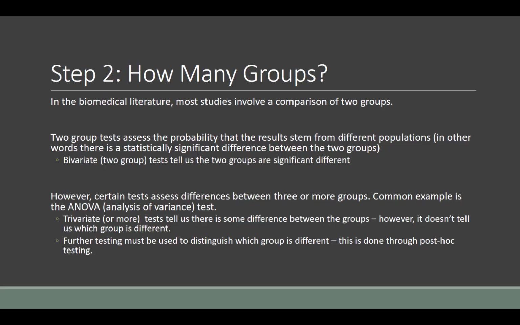However, there are tests which assess differences between 3 or more groups. The most common example that you'll run into is the ANOVA, or the analysis of variance tests. Tests with more than 2 groups are assessing whether there is some difference between the groups, but it doesn't tell us which group is different from the others. If we have a test with 4 groups, we can run it on an ANOVA, and it will give us, say, a p-value less than 0.05, which means that there's a statistical difference somewhere in there, but it doesn't tell us which group is different. We would then need to do further testing, 2 groups at a time, to determine finally which group is the one that is significantly different. And this further testing after an ANOVA or after the initial analysis is called post hoc testing. We won't get into that in this course, but it's good to know that that's the process.